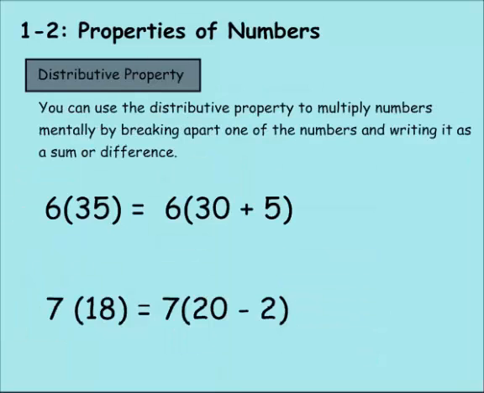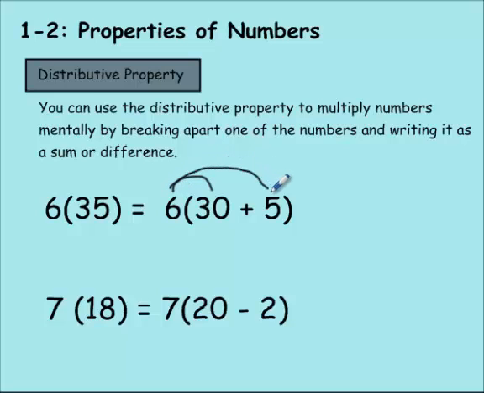Let's look at distributive property. The word I want you to see in here is distribute. Distributive property. And that's what we do in these multiplication problems here. When we have 6 times 35, you can actually distribute that 35 into 30 plus 5. And then what you do is you distribute the 6 when you multiply.